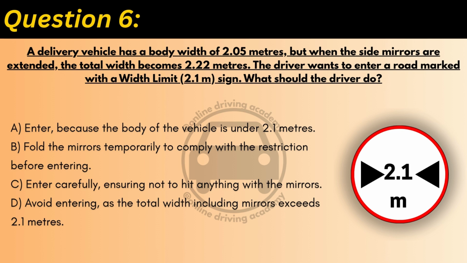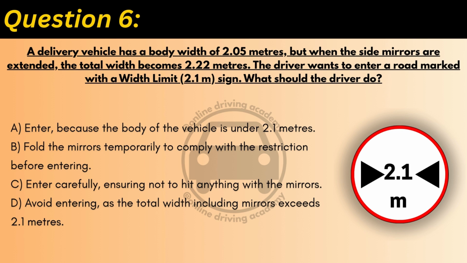Is it option A, enter because the body of the vehicle is under 2.1 meters? Now remember, your mirrors are going to be attached to the body of the vehicle. So if that's beyond the 2.1 meter mark, then your vehicle is still not going to be able to enter. Is the correct answer option B, fold the mirrors temporarily to comply with the restriction before entering?